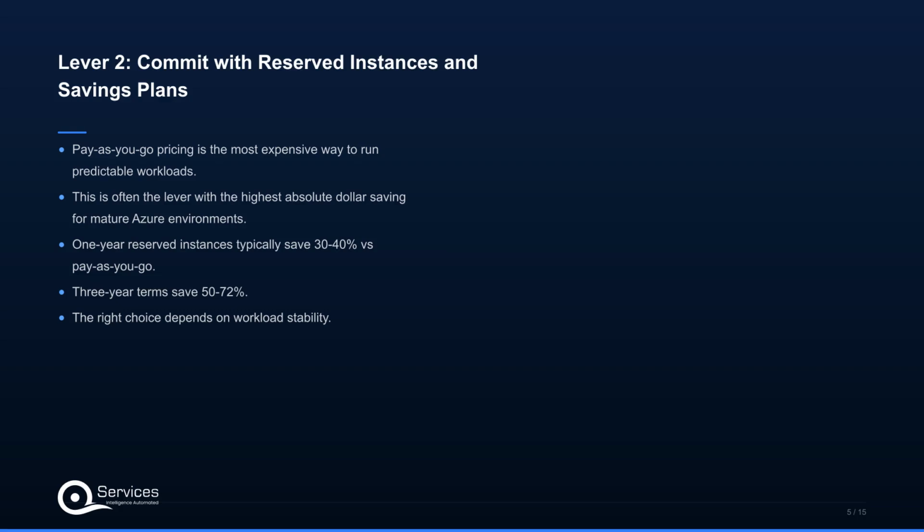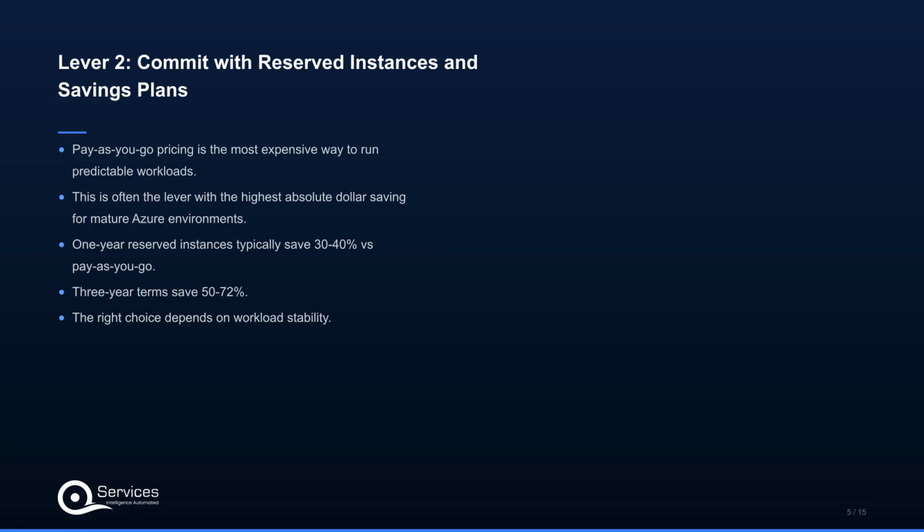Let's talk about lever 2, commit with reserved instances and savings plans. Pay-as-you-go pricing is the most expensive way to run predictable workloads. For any resource that runs continuously, reserved instances and Azure savings plans cut the effective hourly rate by 20 to 72% compared to on-demand pricing. This is often the lever with the highest absolute dollar saving for mature Azure environments.